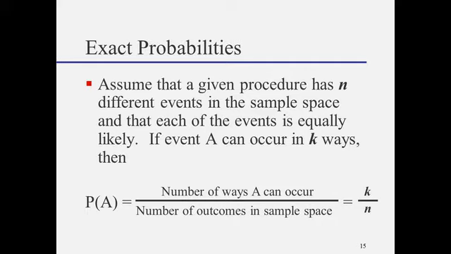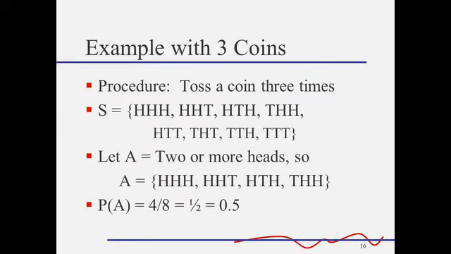However, this method only works if all the events in the sample space are equally likely. If there are n equally likely things in the sample space, and if an event can occur in k ways, then the exact probability is k divided by n. Let's look at an example.